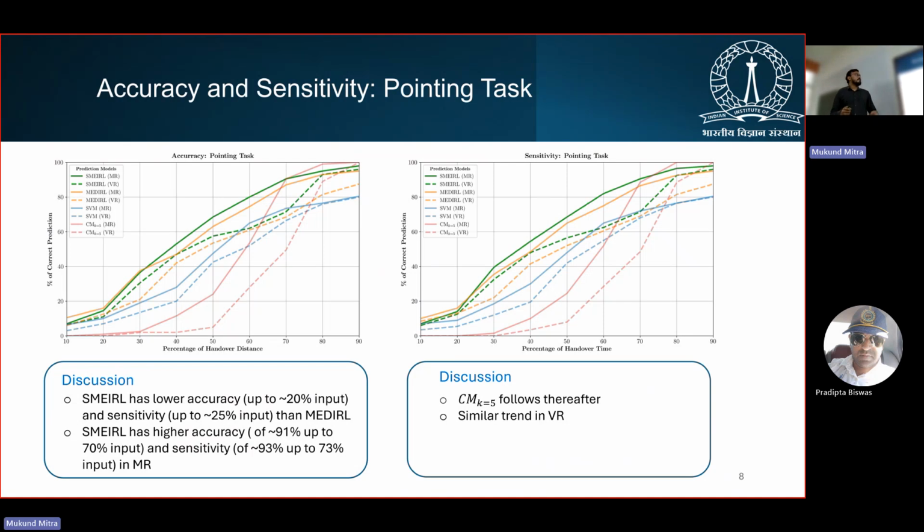Here are the results of accuracy and sensitivity, that is, the number of correct predictions versus the input. We see that during the initial part of the demonstration, different users demonstrate different velocities and different profiles, so the sampler is not able to capture the expert demonstration well. So the accuracy of SMAERL is comparatively less during the initial 20 to 25% of the task.